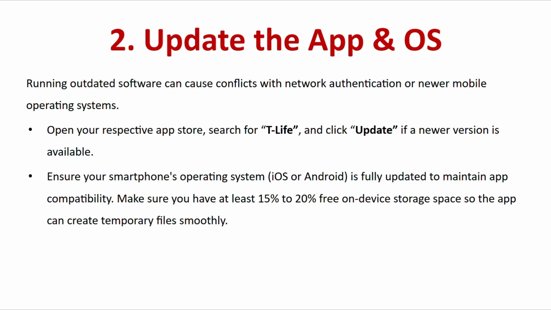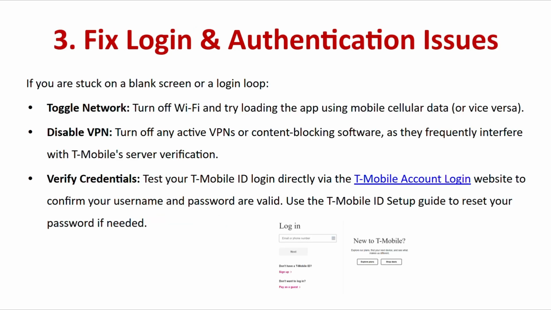Second, update the app and OS. Open your respective app store, search for T-Life and click Update if a newer version is available. And ensure your smartphone's operating system, iOS or Android, is fully updated to maintain app compatibility. Make sure you have at least 15 to 20% free on-device storage space so the app can create temporary files smoothly.